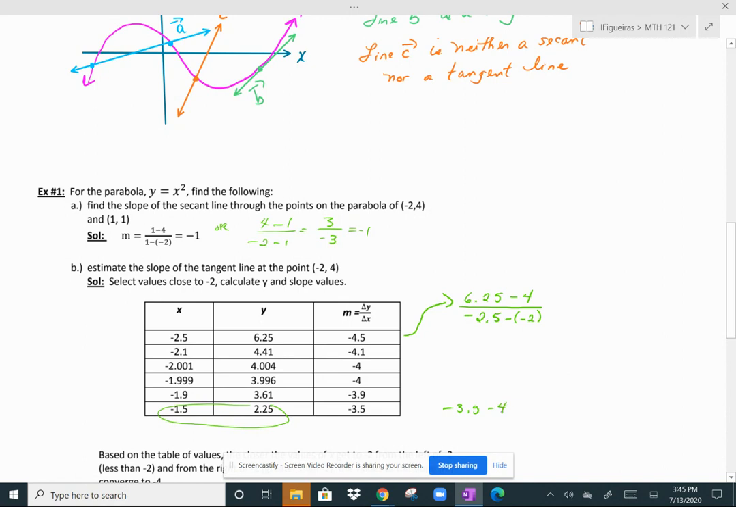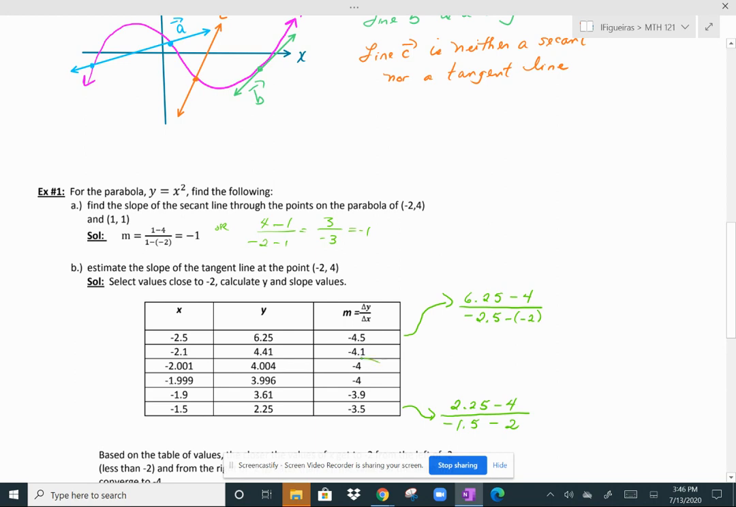2.25 minus 4, that's the change in y, I'm sorry, I picked the wrong number. Over negative 1.5 minus negative 2. So that's again your delta y over your delta x, with this being the other point. And when you compute that, you get negative 3.5 as your slope there. When you repeat the process, you go from negative 3.5 to negative 3.9 and then to negative 4.